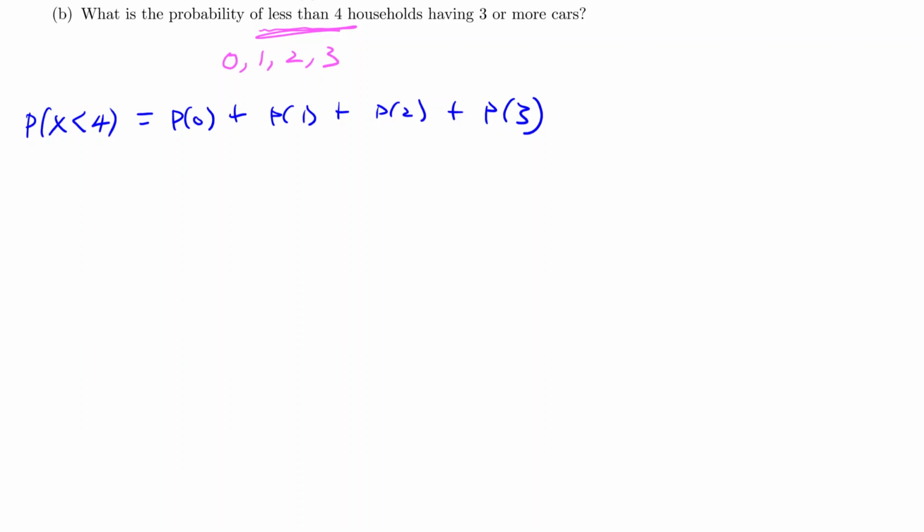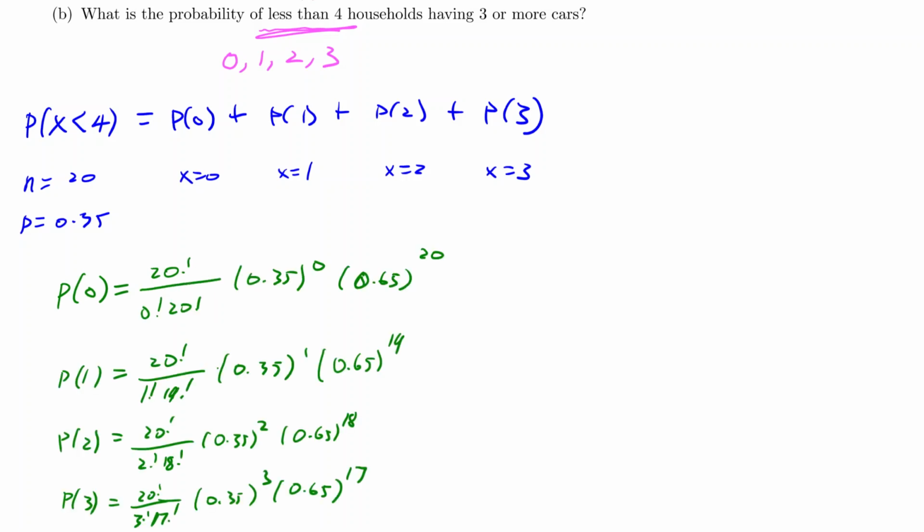So for all of these, the n value is the same. N is 20. P is also the same, 0.35. The x value changes. X is 0, X is 1, X is 2, X is 3. So here we apply the formula 4 times and add each probability to get the probability that less than 4 households have 3 or more cars. So let's write the formulas. P of 0 equals, let me write all of them first.